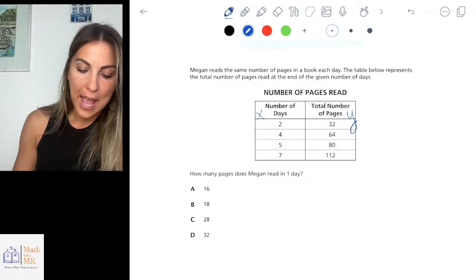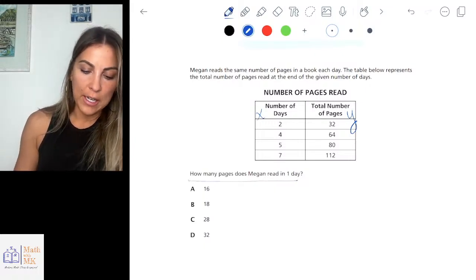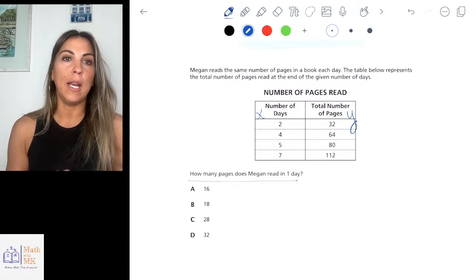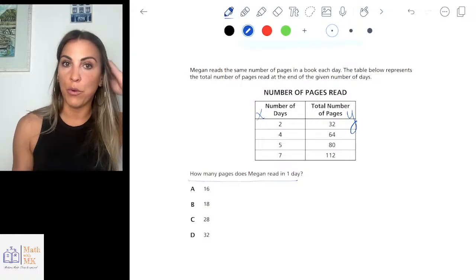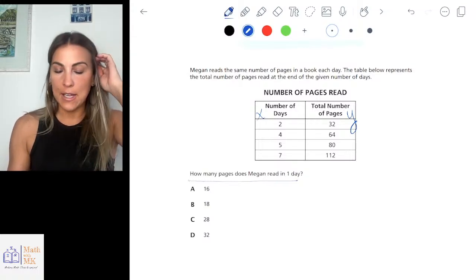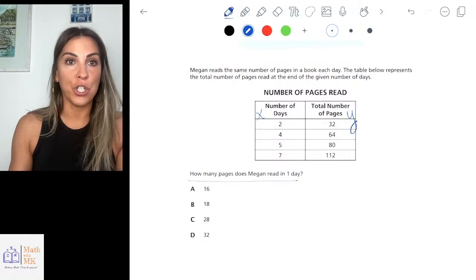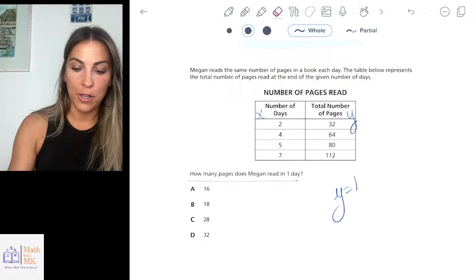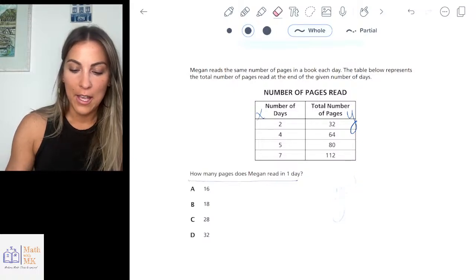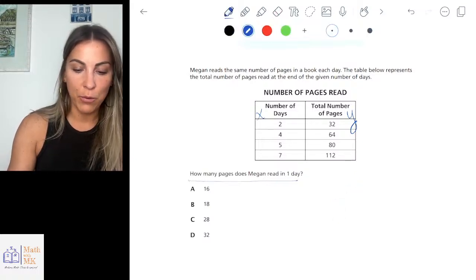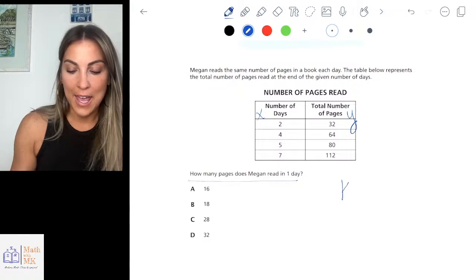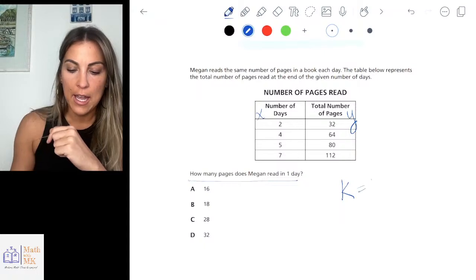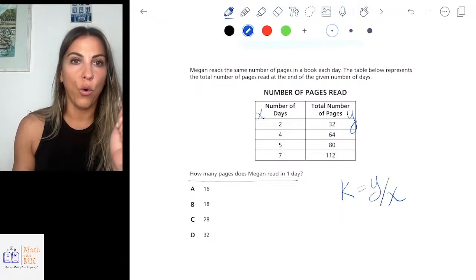And my question is, how many pages does Megan read in one day? So whenever we get something that's asking us about a rate per one, we're looking for the unit rate, right? We're looking for what in seventh grade we start to call the constant of proportionality. Hopefully this formula is secondhand to you at this point if you're a seventh grader. K, which is the variable that we use to represent constant of proportionality, is equal to Y over X.